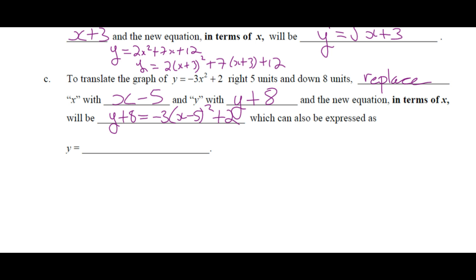Okay, and then I've got the plus 2. Now, we can simplify that, right? We can write it. And generally, we do want to, right? We want to just write y equals, okay, so y equals negative 3 x minus 5 quantity squared, then what? Minus 6, right?